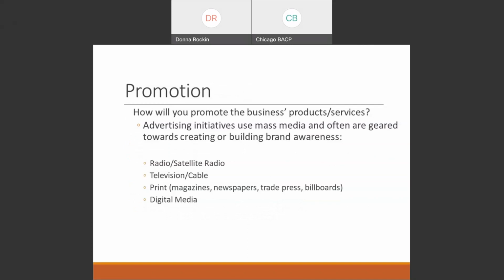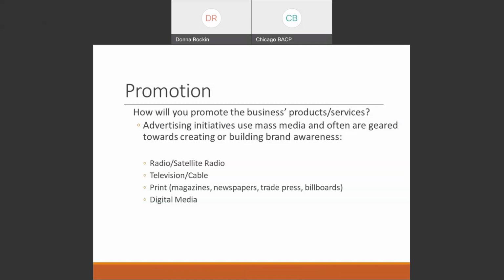Advertising initiatives use mass media and are often geared towards creating or building brand awareness. And for the small business owner, these are very hard to use. Radio, satellite radio, television, cable, print magazines, newspapers. You can sometimes buy effectively because you can buy a region of the magazine or newspaper, so you can make it run only on the north side, especially if your stores are only on the north side or only on the south side. Or billboards, you can buy just specific billboards.